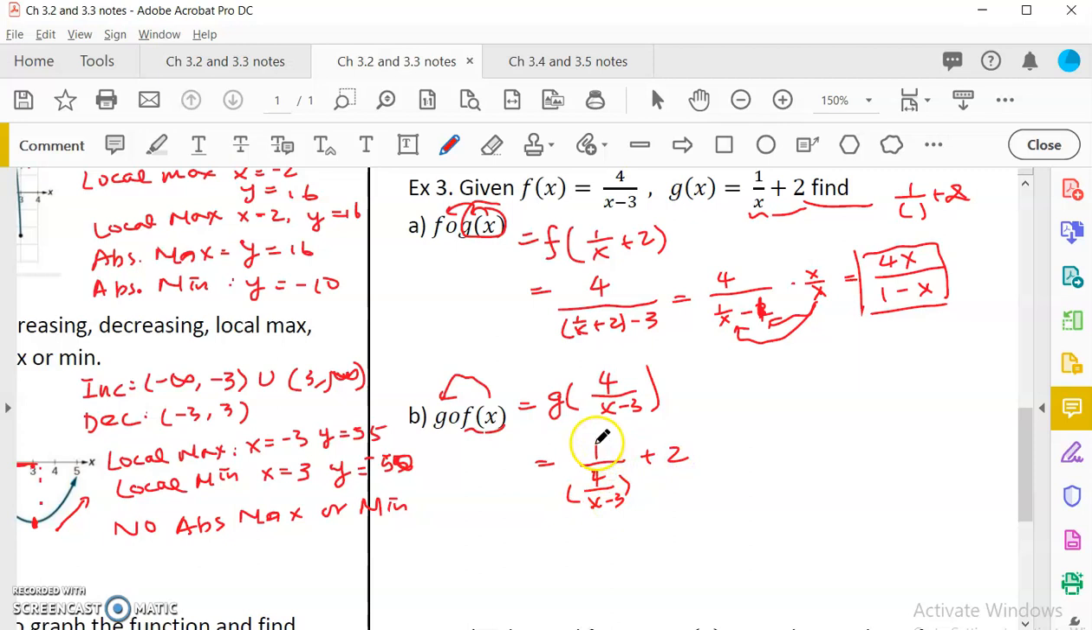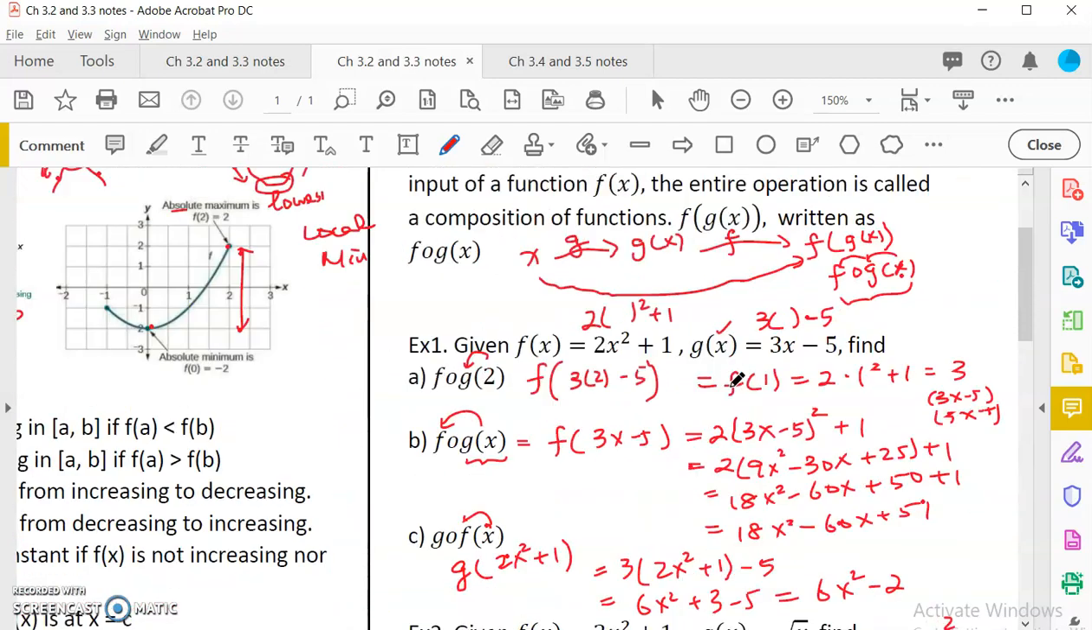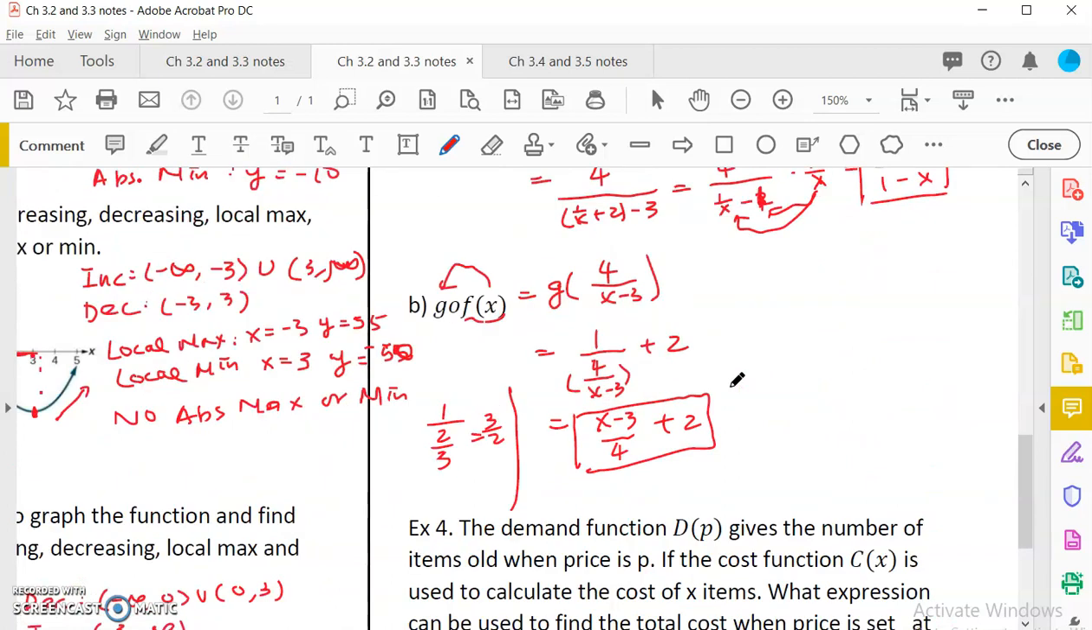So 1 over a fraction is just a reciprocal, right? So you would just flip it around: x minus 3 over 4. I don't need to do those multiplying things because this is different from that. It is 1 over. So if you say 1 over 2/3, that is 3 over 2, right? Because this is just like that. And plus 2. So you can just keep this. This is a fraction plus 2. So this is the function composition. You need to know how to do this.